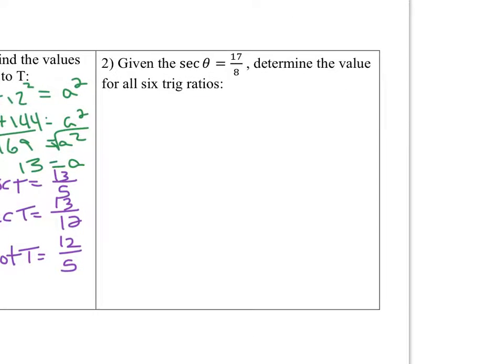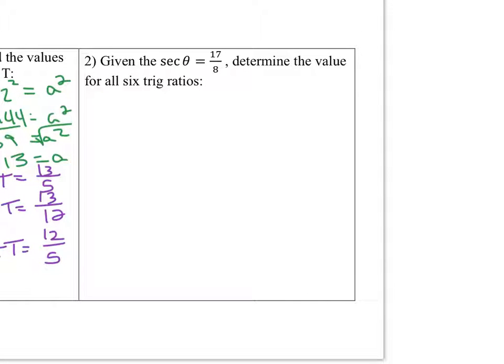All right, this one, I like to call this one the hidden right triangle, because they tell you the secant is 17 over 8. So we don't have a right triangle. But remember, secant is hypotenuse over adjacent. So those are two sides of a right triangle. So if I say, okay, this is my theta here. Hypotenuse is always this one. So that's 17. And adjacent is between the angle here and the right angle. So this would be 8.